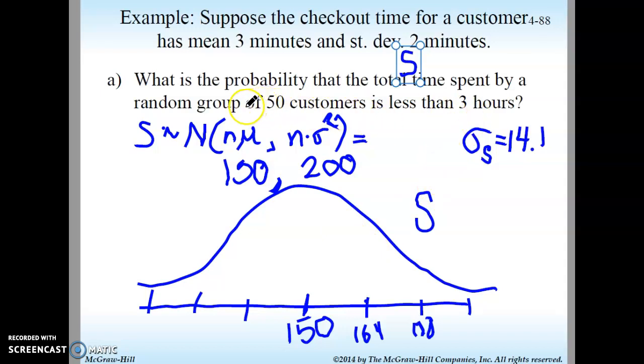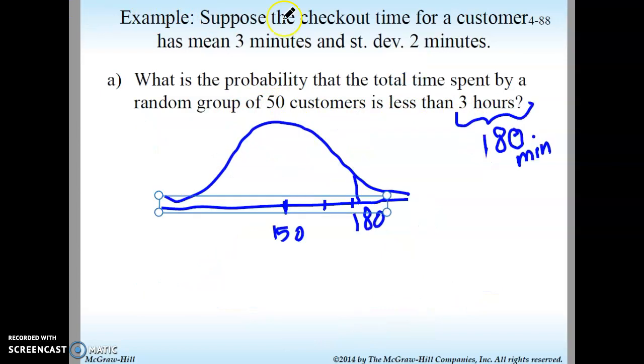And we want to find the probability that these people spend less than 3 hours. This is how our picture looked. Sorry, my hashed marks are not equally spaced, but we know 3 hours is 180 minutes. On here, we had 150, 164 point something, 178 point something. 180 is just a little bit bigger than 178. We want to know the probability that the total time is less than 3 hours. So that's this area. We're using S's picture because the question is about S, and we know S is normally distributed.